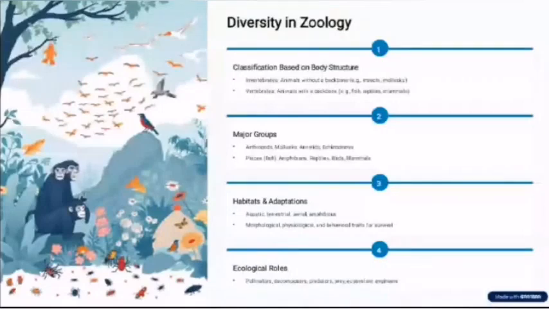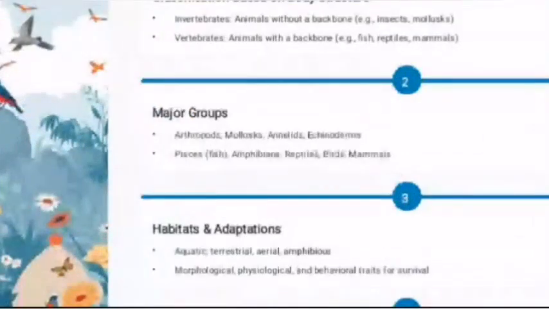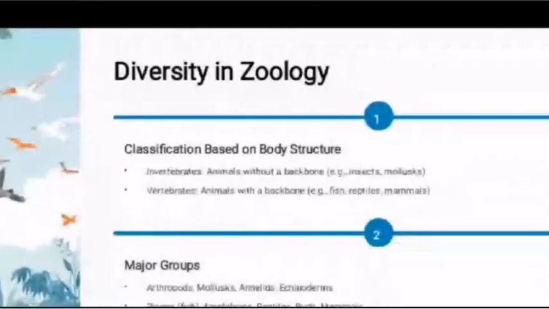Now let's look at diversity in zoology. First of all, when we talk about plants, we also discuss that plants have various diversities. That is, so many different types, various types, and the rest. Same thing happens in zoology. There are so many types, so many classes. So we'll be starting with one.